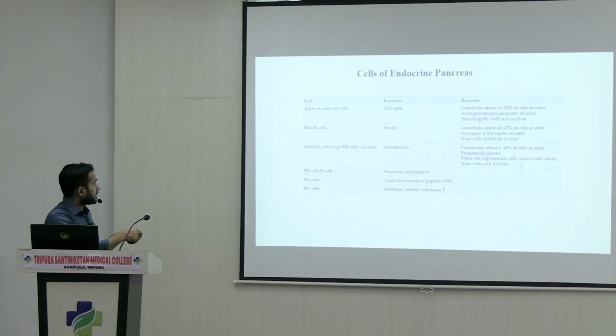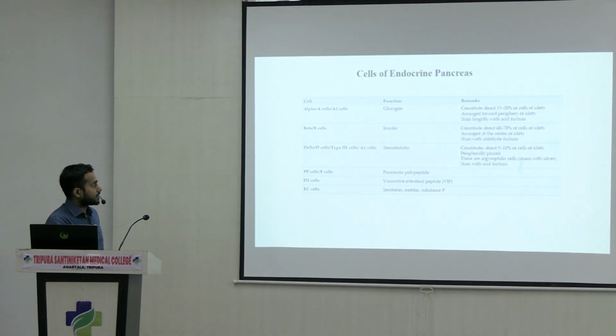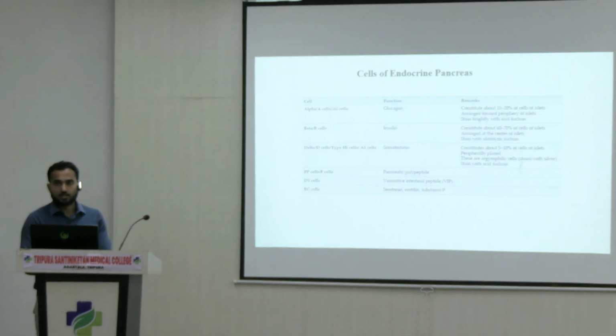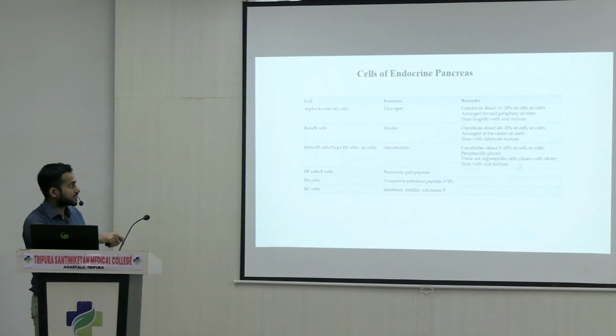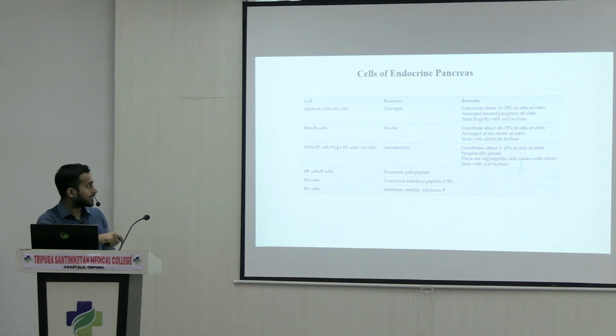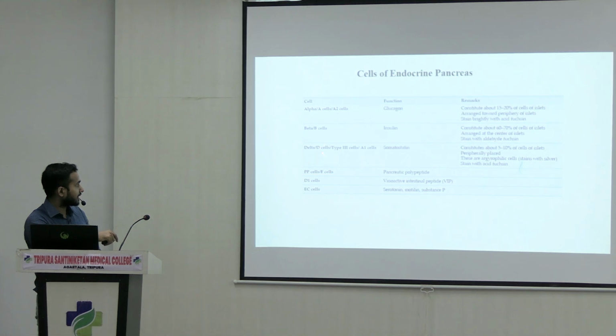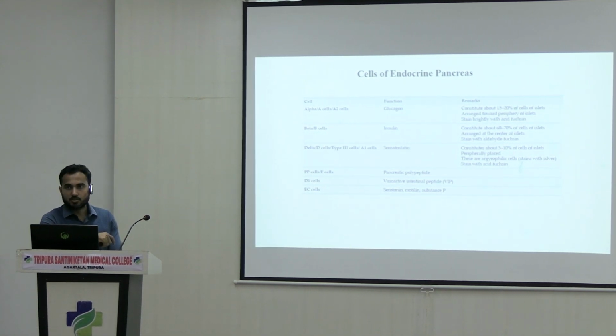You can see the alpha cells' function is to produce glucagon, constituting about 15 to 20% of the cell population of the islet. Next are the beta cells, which produce insulin. They make up about 60 to 70% of the cell population. It means the number of beta cells is more compared to alpha cells. Next are delta cells or D cells. They produce somatostatin and constitute about 5 to 10% of the islet population.